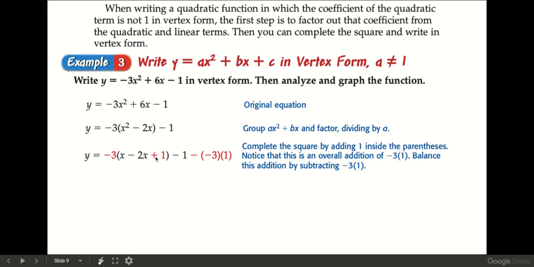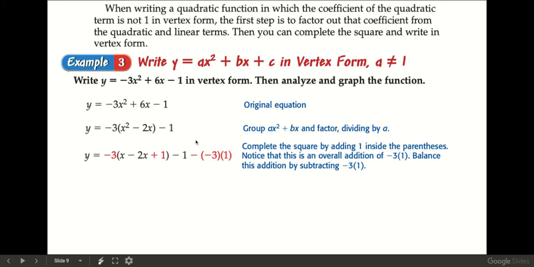So I have to add 1 here. Again, in order to balance it out, whatever I add on the inside, I have to subtract on the outside. Now, here's the deal. I didn't actually add just 1 because this is actually negative 3 times 1. So really it's like subtracting 3. So I need to make sure I do the same thing on the outside. Negative 3 times 1, right?